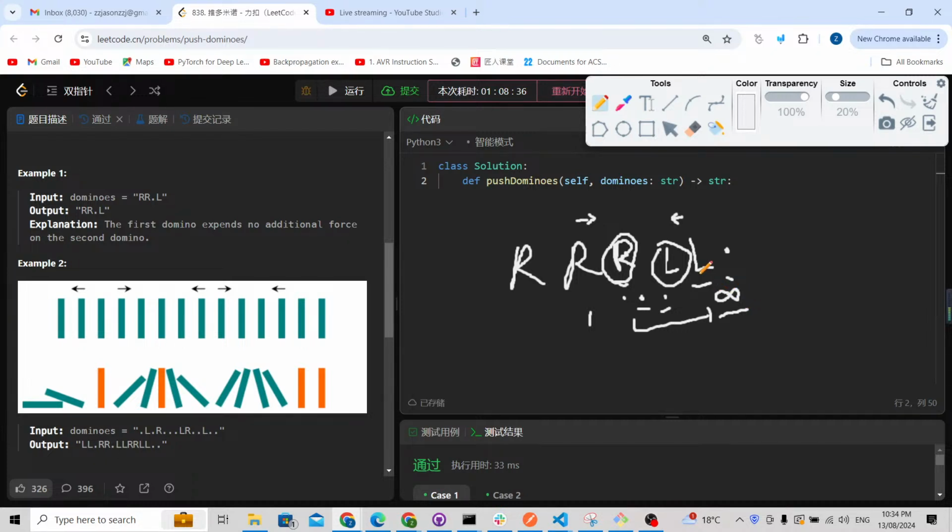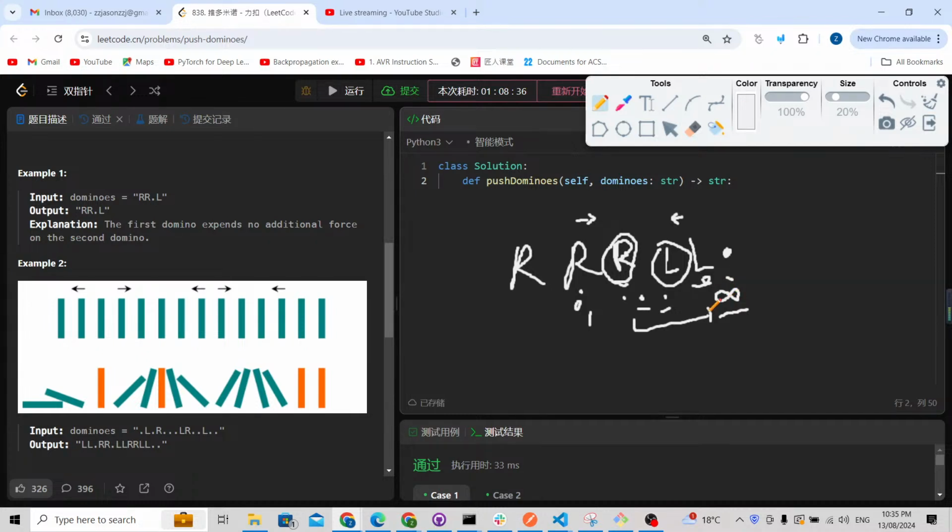We don't use 0, because for this L, it has a distance of 0 to L itself, and maybe this R has a distance of 0 to R itself. So we will not use 0. We're gonna use infinity. So for this dot, what is the closest distance to the R on the right side? Because there is a L, it has influenced the distance, so we're gonna set it as infinity.